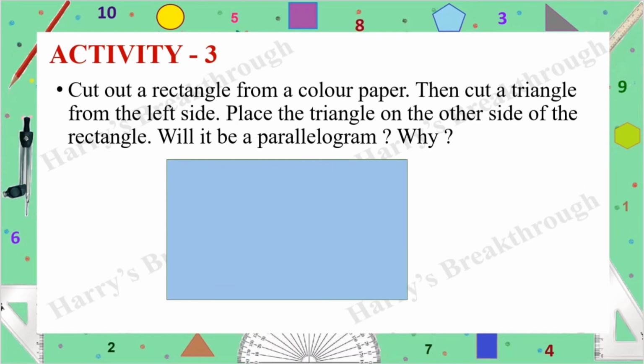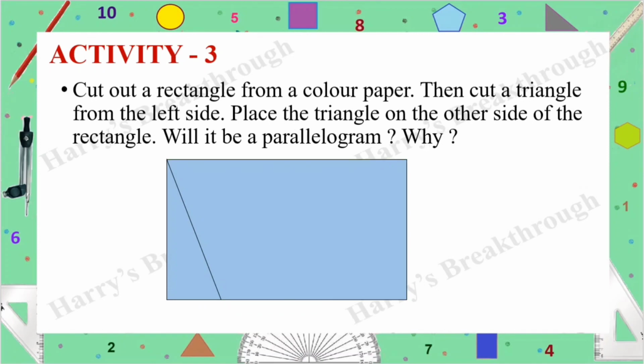First, you have to cut out a rectangle from a color paper. You can use any measures. Then, cut a triangle from the left side. Cut this triangle. Then, you have to move this triangle to the right side of the rectangle. Like this, you can move this piece to the right side. Will it be a parallelogram? Why? And you have to say why it will be a parallelogram.